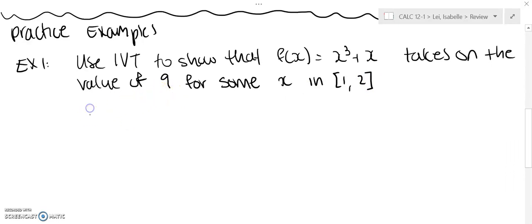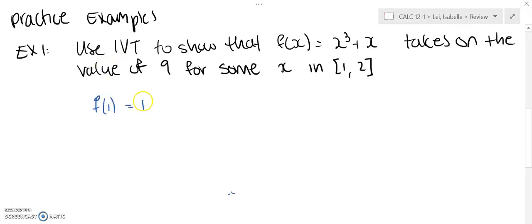So f of 1 equals 1 plus 1, which equals 2, and f of 2 equals 2 cubed, which is 8, plus 2 equals 10. So because 9 is in between 2 and 10, that means that IVT supports the fact that 9 will be on some x on 1 and 2.